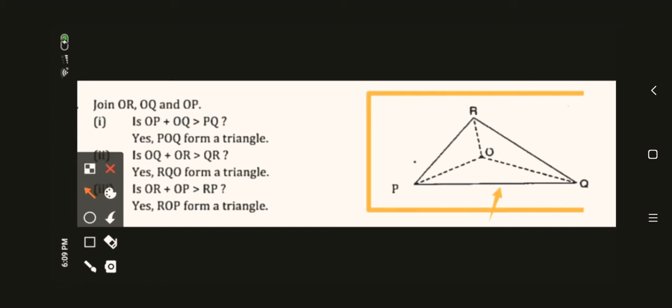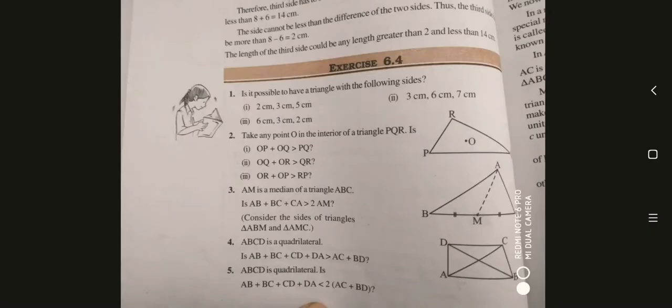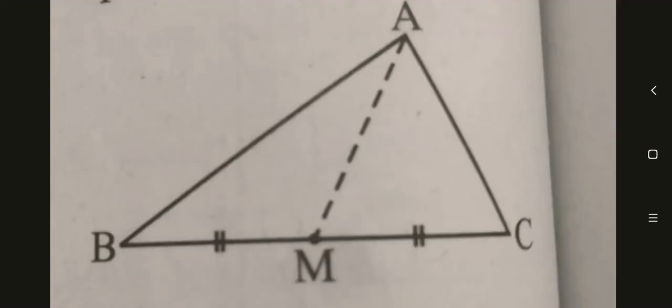So we can write the answers in a similar manner. Now let's go to the third question. The third question states, AM is the median of the triangle ABC. Is AB plus BC plus CA greater than 2AM? Now let's see how to solve this. Now this is the triangle ABC, right? And AM is the median, so M divides the line BC into 2 equal parts, BM and MC.